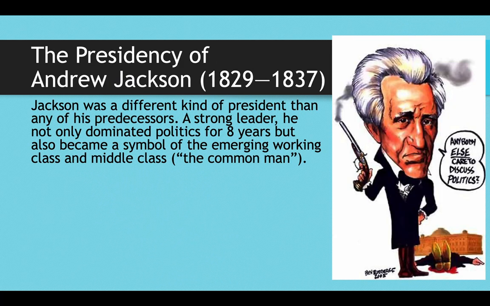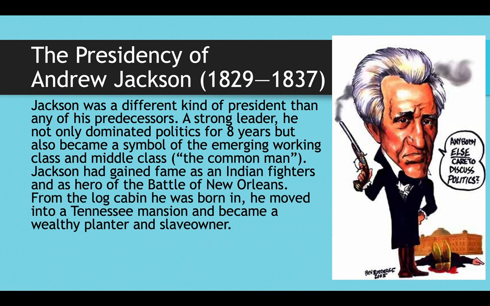Now, Andrew Jackson was very different from all of his six predecessors. He was a very strong leader. He was strong-willed, and he not only dominated politics for 8 years, but he also became a symbol for the emerging working class and middle class, the so-called common man. So even though he had become super wealthy and was a wealthy planter and slave owner in Tennessee, he had this huge mansion he called the Hermitage. Despite all of that, he had the reputation of being a common man. He had gained fame as an Indian fighter and also as the hero of the Battle of New Orleans.